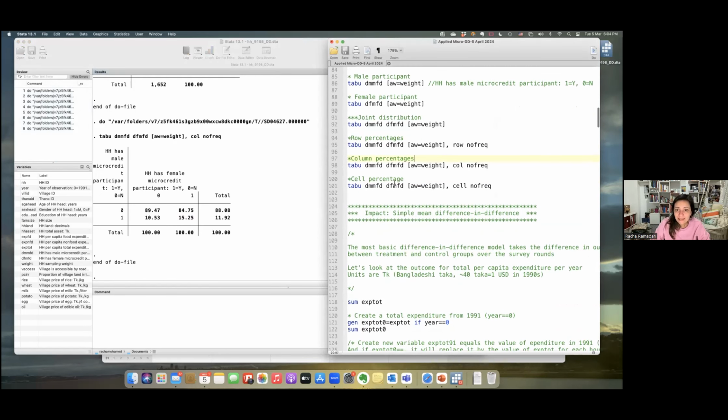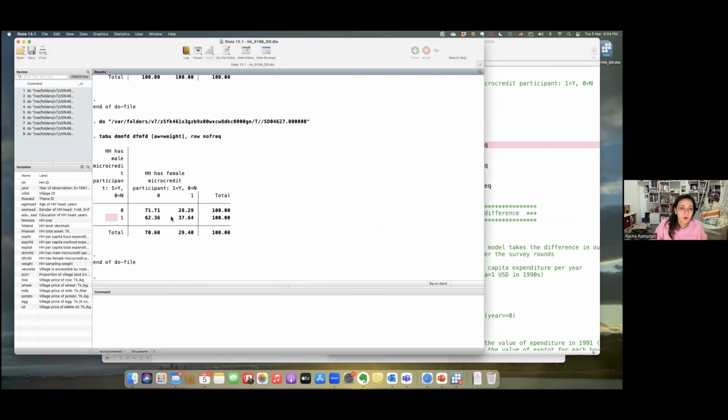We can do the same thing over rows, just to show you the command: you can tabulate variables with the option if you want to have the analysis over row or over column. So I can do this. And here, among households who have a male benefiting from the microcredit program, 38% of these households also have a female benefiting from the microcredit program.